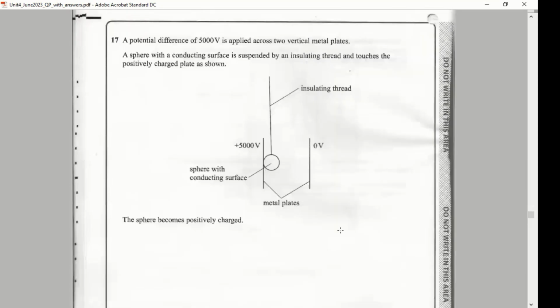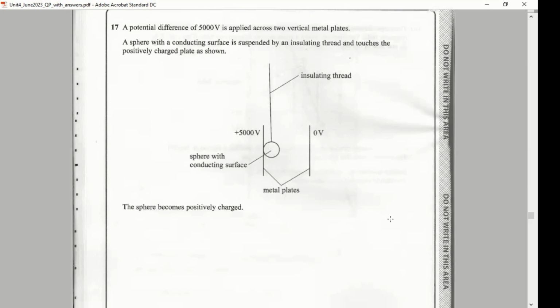Question 17. A potential difference of 5,000 volts is applied across 2 vertical metal plates. A sphere with a conducting surface is suspended by an insulating thread and touches the positively charged plate as shown, and the sphere becomes positively charged.